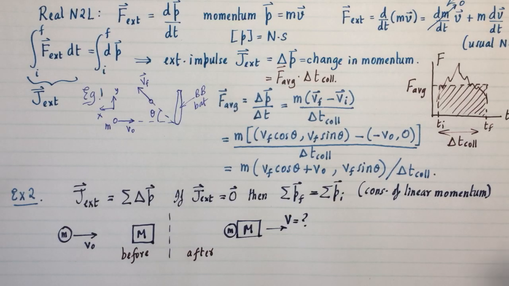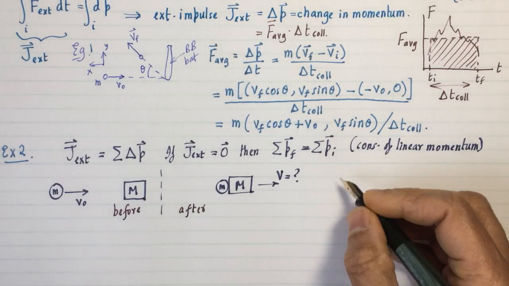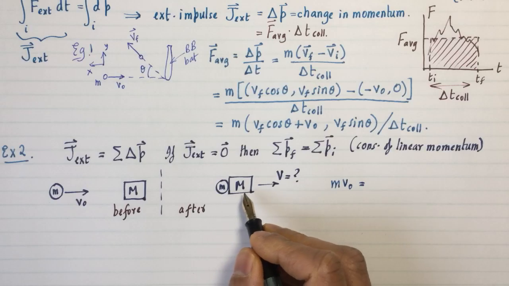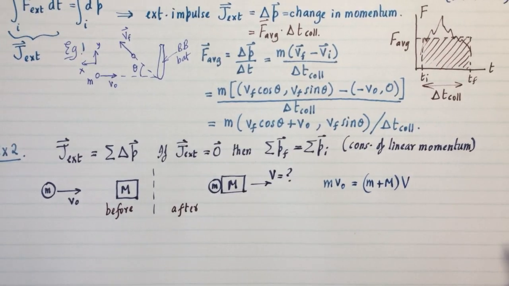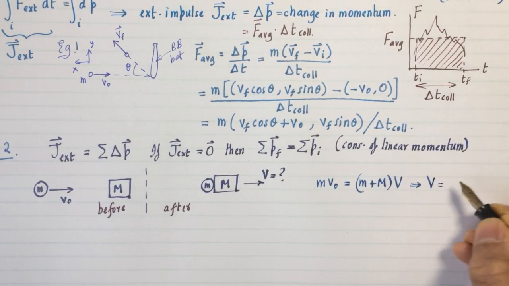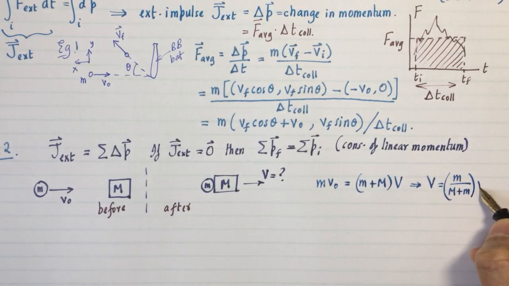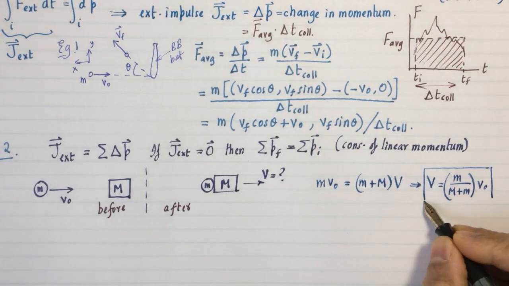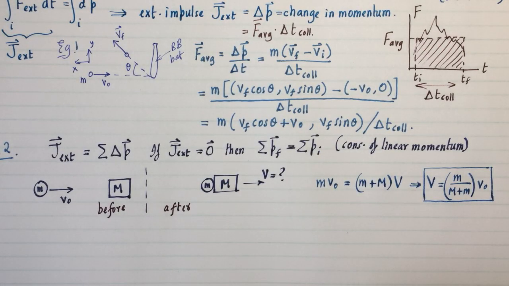So let's solve this problem. The system's initial momentum is just going to be that of little m, so I'm going to get m times v naught. And at the end, both of them are moving together, so I'm going to get m plus M times V. So immediately we can solve for the unknown final speed. It's just m over m plus M times v naught. Now if you want to be careful, you'll put the velocity vectors, but since this whole thing is happening in one dimension, I'll dispense with that.